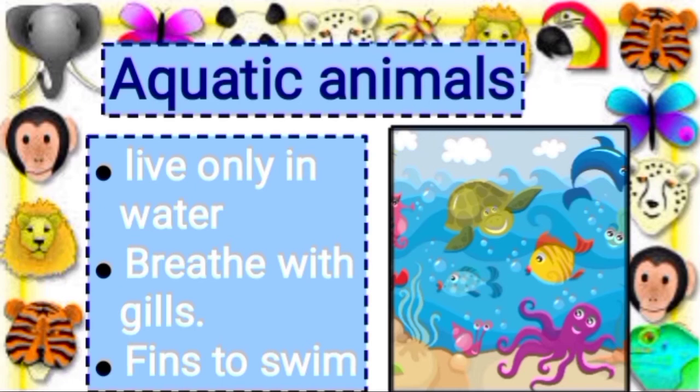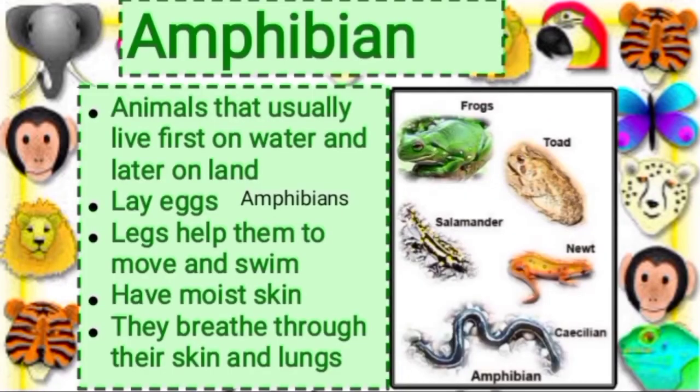So animals that live in water are called aquatic animals, and most of them breathe through gills except whales and dolphins that breathe through lungs, and most of them have fins that help them to swim. Now let's understand about amphibians, which live part of their lives on dry land and the rest of their lives in the water.